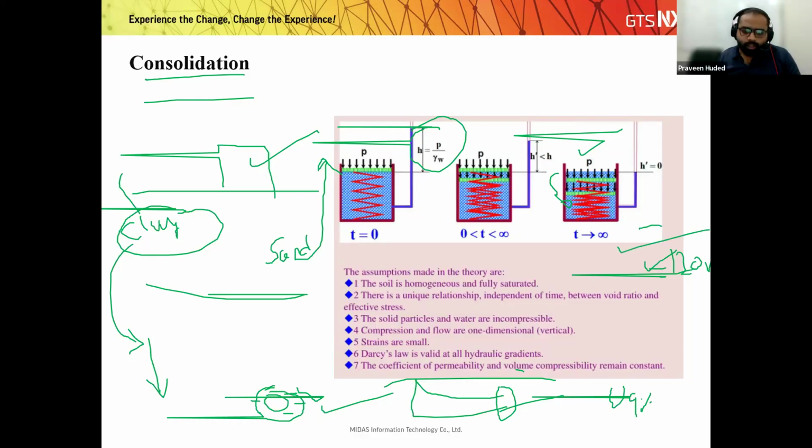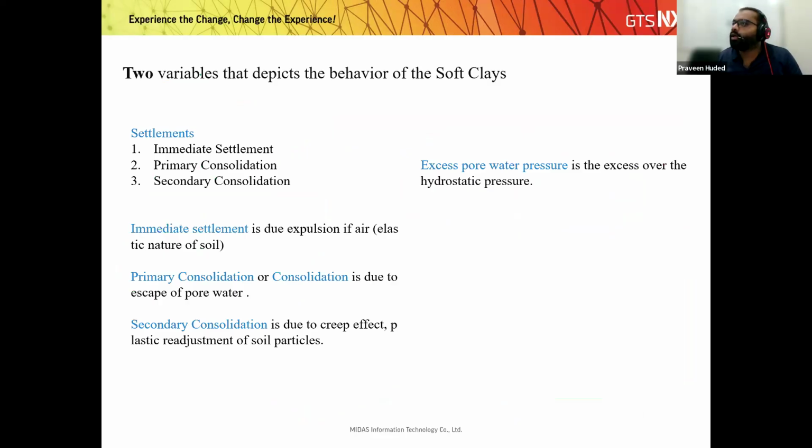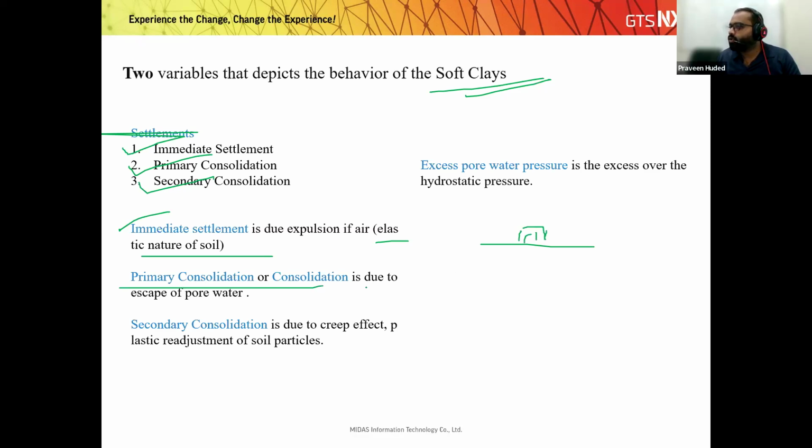And if you see what kind of settlements occur, particularly in the soft soil, there is an immediate settlement, then there is a primary consolidation and the secondary consolidation. This immediate settlement is more of an elastic nature. This occurs as soon as you place any kind of surcharge on the soil. However, the primary consolidation is due to excess escape of pore pressure.